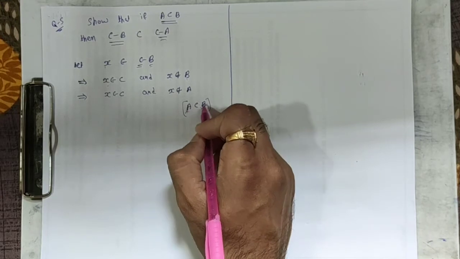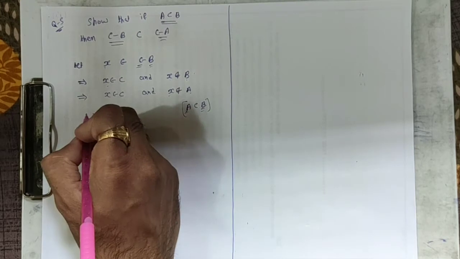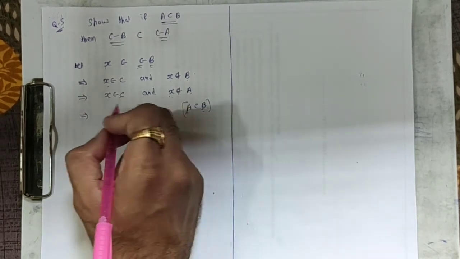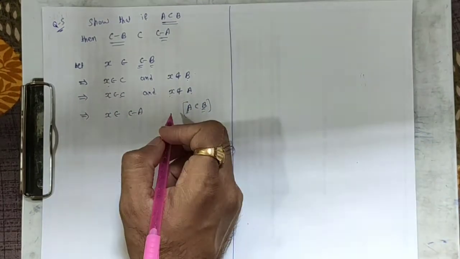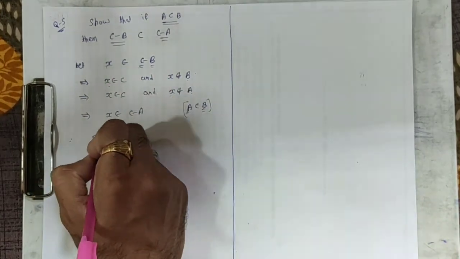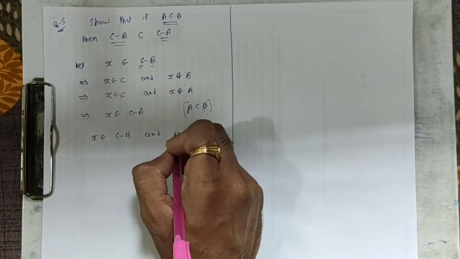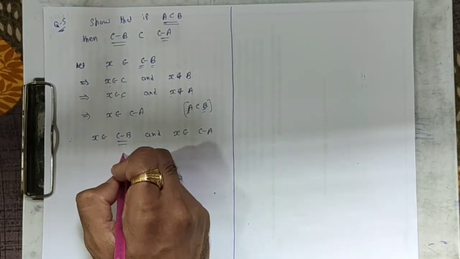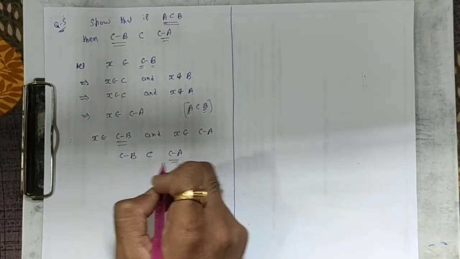Clear? A is completely inside B, and x is not in B, so x will not be in the set A. So from this condition, x belongs to C but x does not belong to A, so we can say that x belongs to C minus A. Clear? Now combining both conditions, x belongs to C minus B and x belongs to C minus A. So we can say that C minus B is a subset of C minus A.